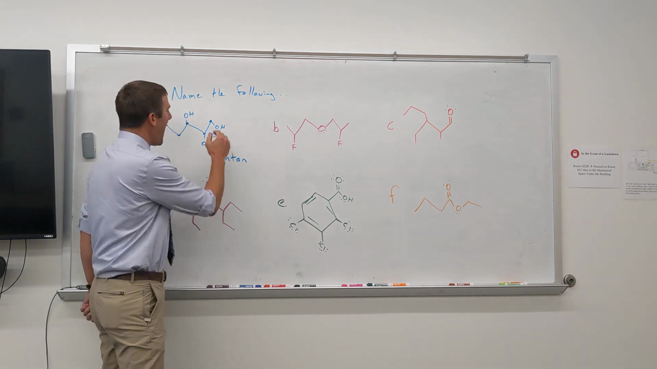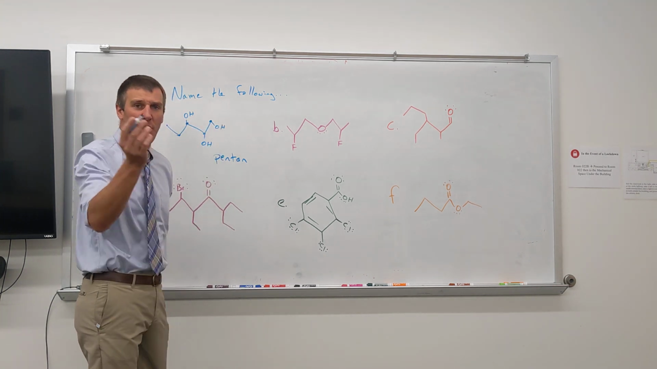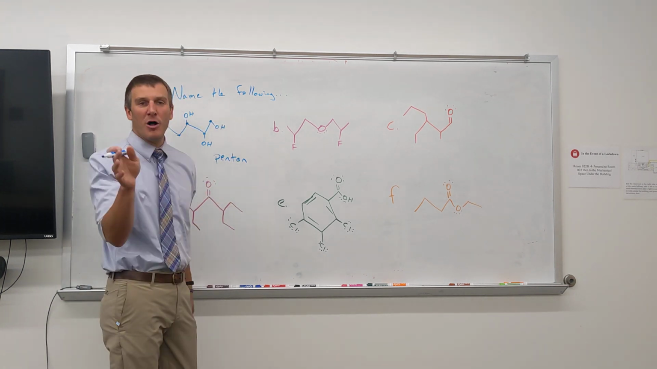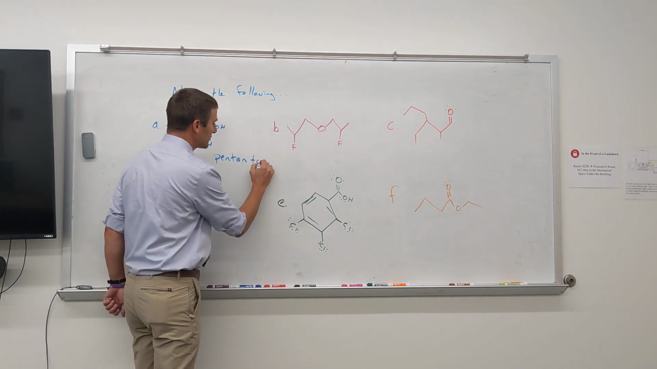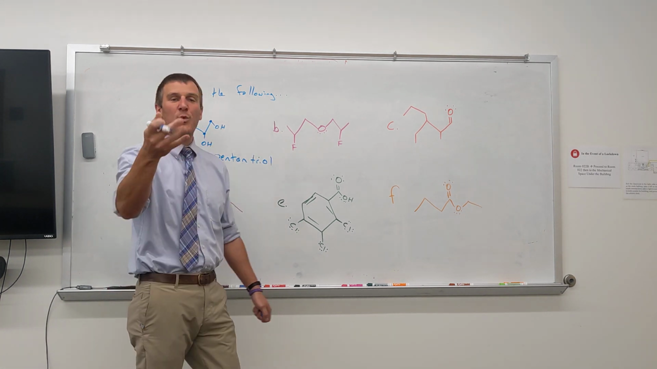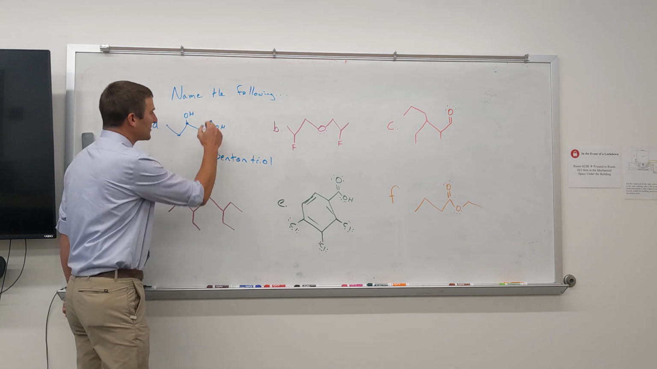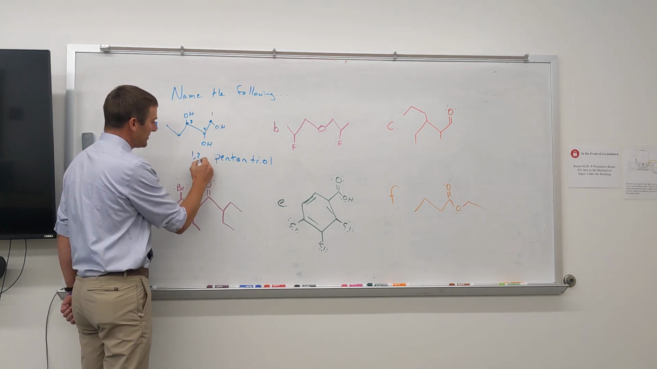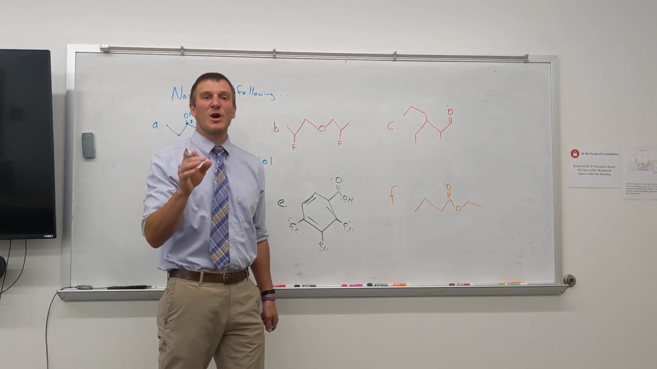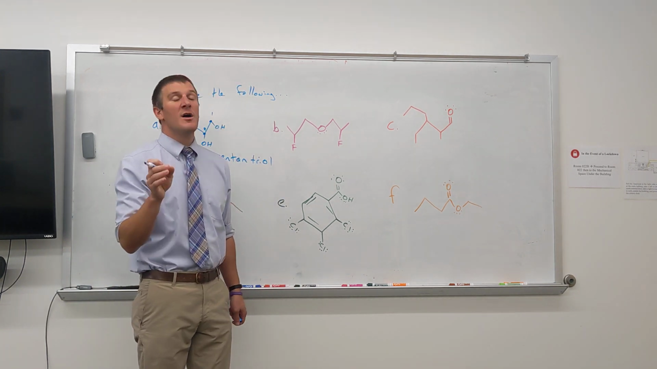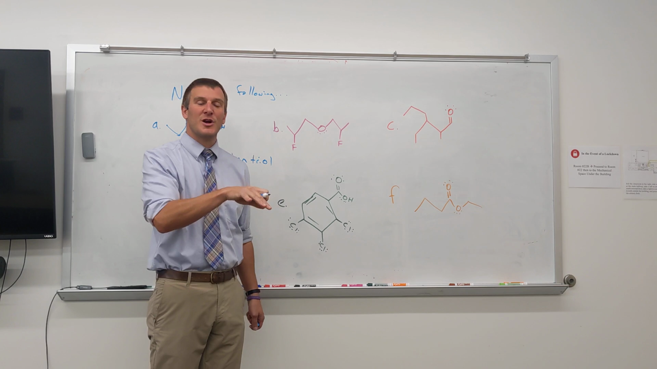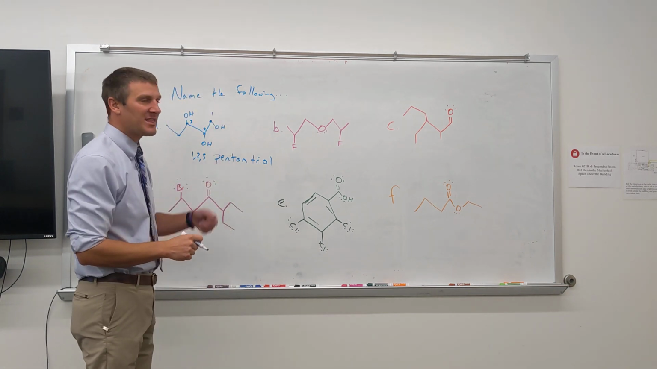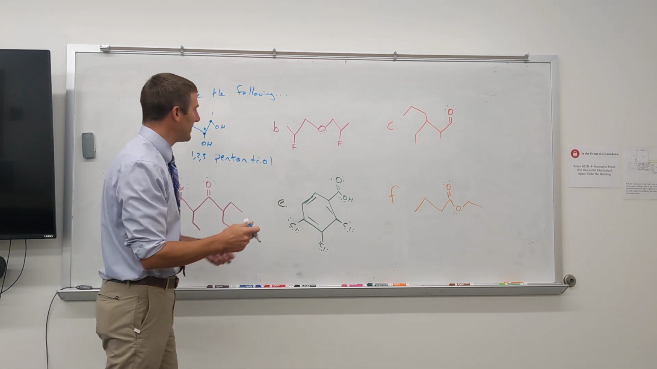But if I look, I have 1, 2, 3 OHs. So it's not a pentanol, it's a pentanetriol. And where are my alcohols? My alcohols are on the 1, the 2, and the 3. So it'll be 1, 2, 3, pentanetriol or pentane-1,2,3-triol. So if you got that, dos claps, muy bien.